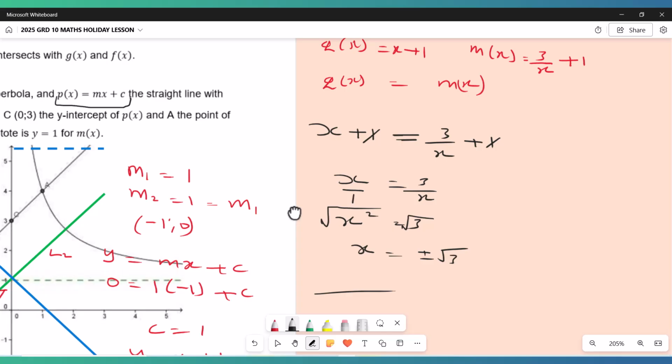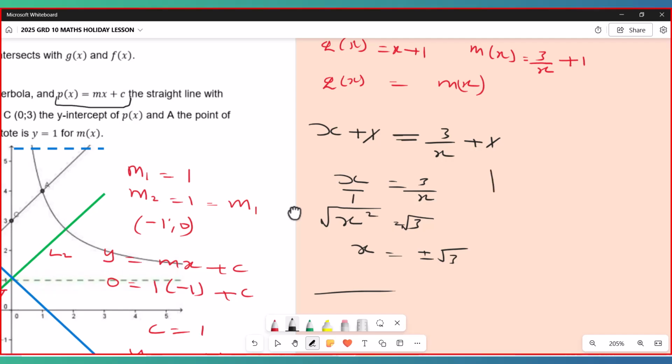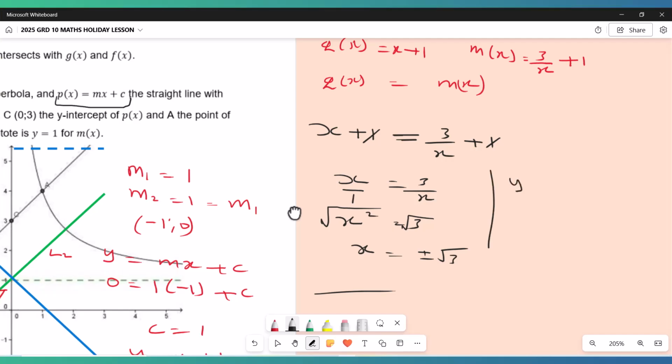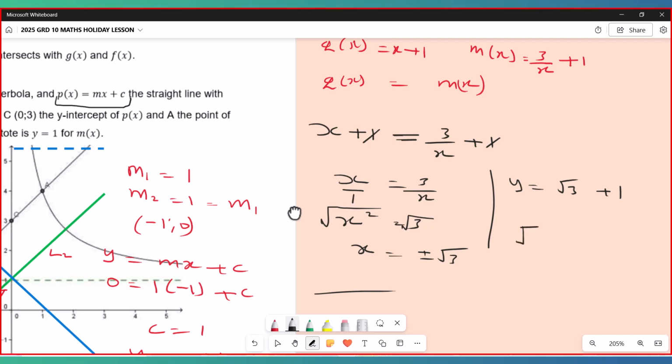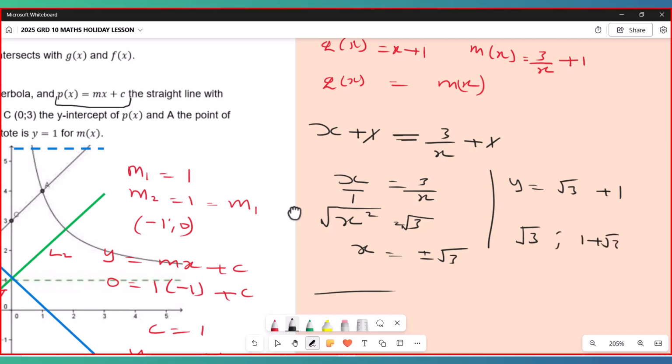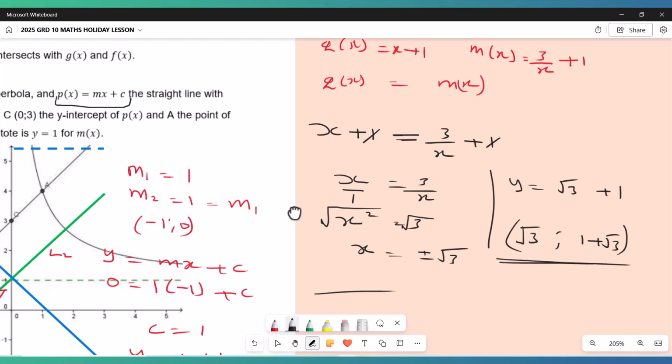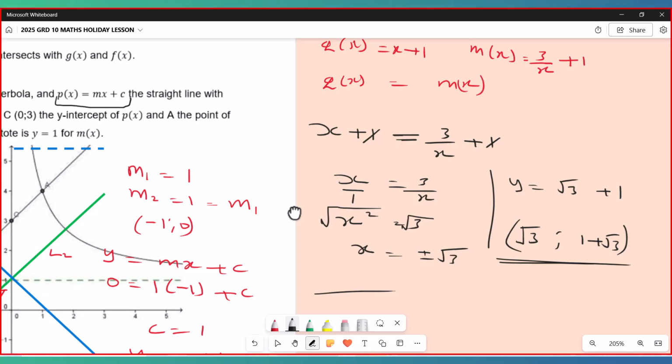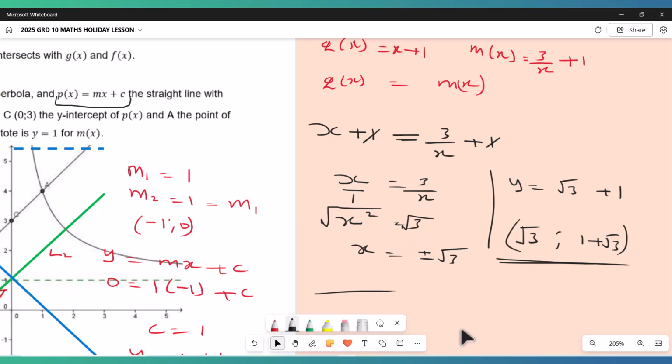I have my x already. To get my y, y equals x, which is root 3, plus 1. So they intersect at the point root 3, 1 plus root 3. This is where the two functions intersect. Hello, are we together? Anybody with a question, or are we together?